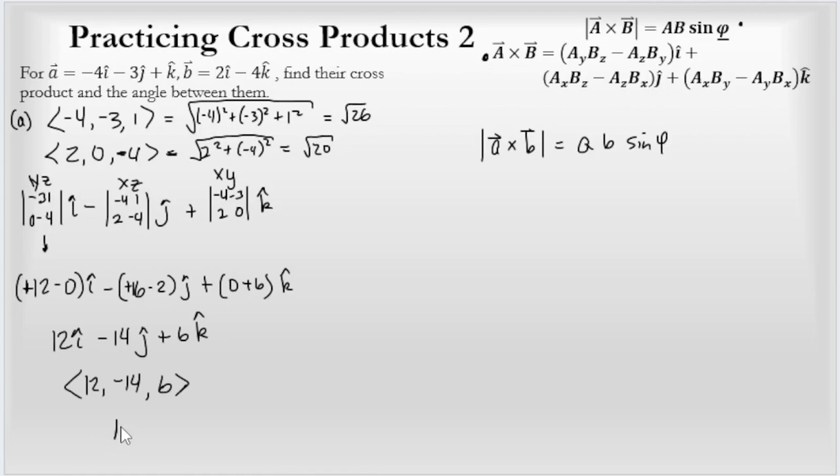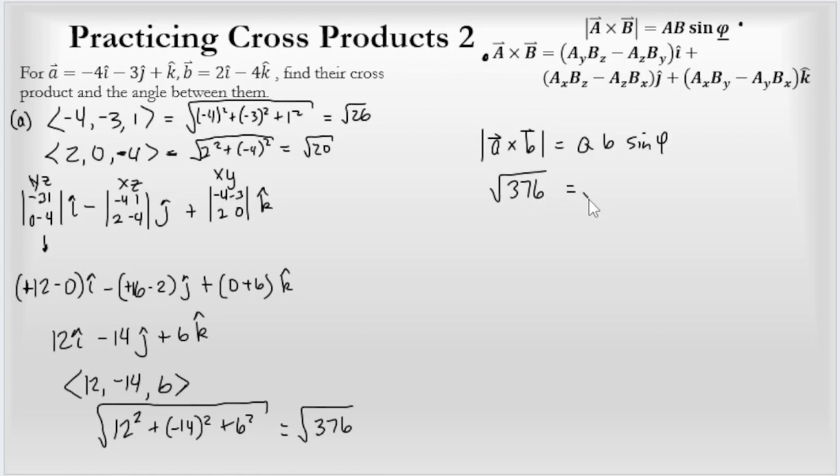And so then this one down here, the magnitude of the cross product is 12 squared plus negative 14 quantity squared plus 6 squared, and I'm going to run that under a square root. And when you do that, I did the math on this already, so you're not watching me do math up here. Keep our time efficient. That's 376 under the radical. So when I plug all of those quantities in order to find the angle, you can see I have this side, square root of 376. I have this side, root 26, root 20, and then that's sine phi.